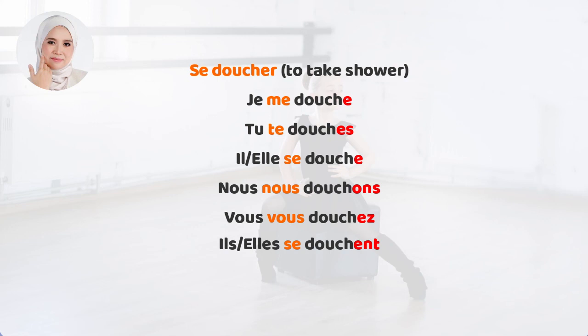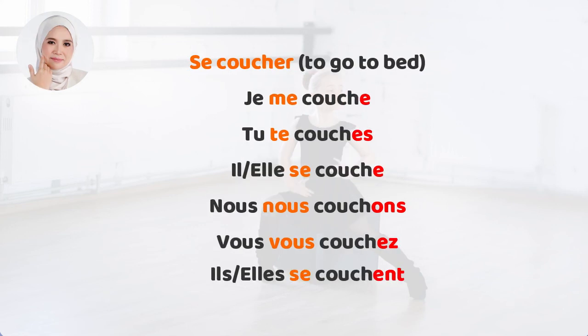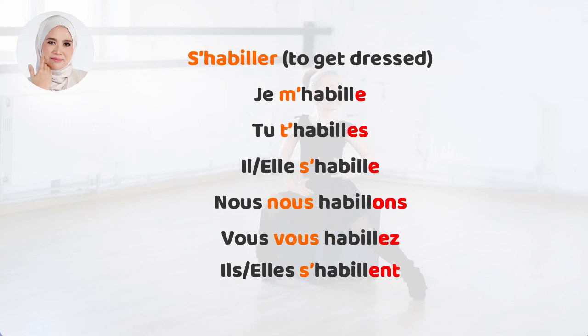Next, se coucher, to go to bed. Je me couche, tu te couches, il, elle se couche, nous nous couchons, vous vous couchez, and ils, elles se couchent. Next, we have the verb s'habiller, to get dressed. Je m'habille, tu t'habilles, il, elle s'habille. Please take note, the double L is pronounced like a Y. Nous nous habillons, vous vous habillez, ils, elles s'habillent.